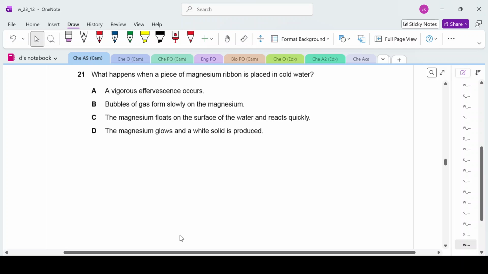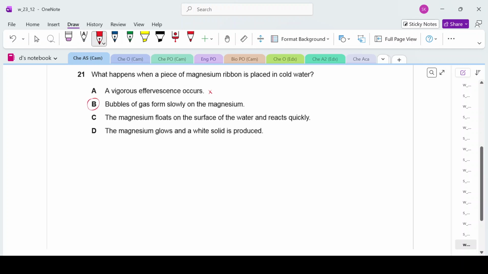We are doing winter 23 9701/12, question number 21. What happens when a piece of magnesium ribbon is placed in cold water? Magnesium is a fairly reactive metal, but not like sodium or potassium. So there will not be vigorous effervescence. Bubbles of gas form slowly on magnesium, that is the correct answer.